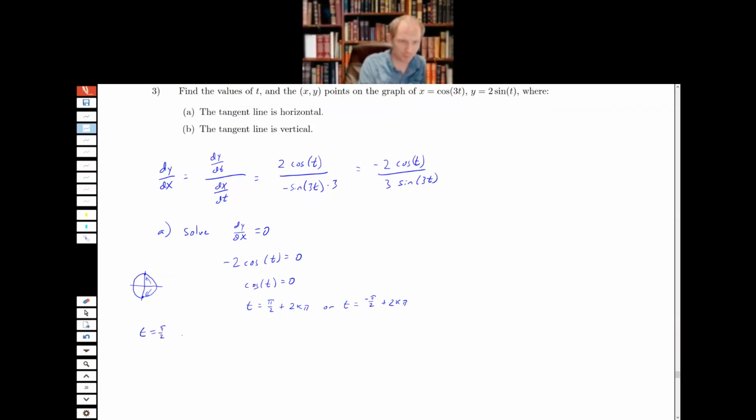And if I look at, as an xy point, when t is pi over 2, x is cosine of 3 pi over 2, okay, cosine of 3 pi over 2 is 0. And y is going to be 2 times the sine of pi over 2. Sine of pi over 2 is 1, so this will give me 2. So I have the point 0, 2.